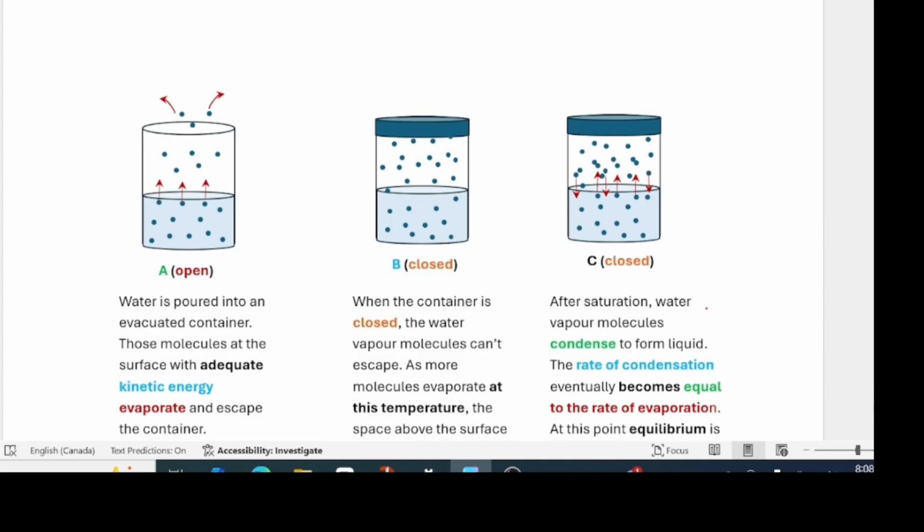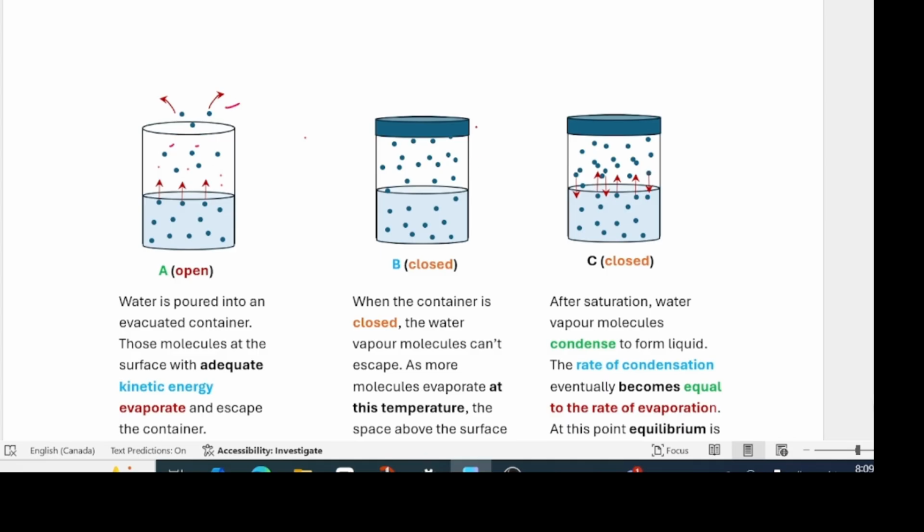to react. If water is poured into an evacuated container and allowed to sit for some time, only those molecules at the surface with enough kinetic energy to break their hydrogen bonds will evaporate from the liquid and enter the space above. However, if the environment is less humid than in the container, water vapor will leave the container and enter the atmosphere. This will continue to happen until all the water is evaporated.